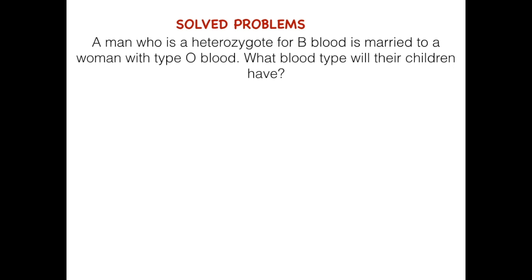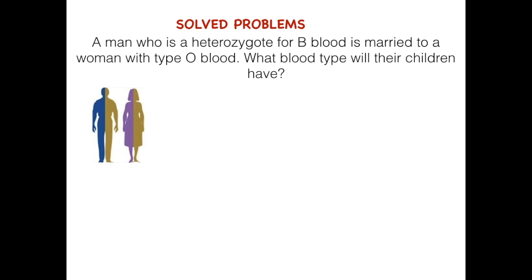A man who is heterozygote for B blood. Now you understand what a heterozygote for the B blood is. He is married to a woman with type O blood. What blood type will their children have? When you get a problem like this, you have to analyze step by step. You have to do a step-by-step dissection of this problem and understand what's going on.